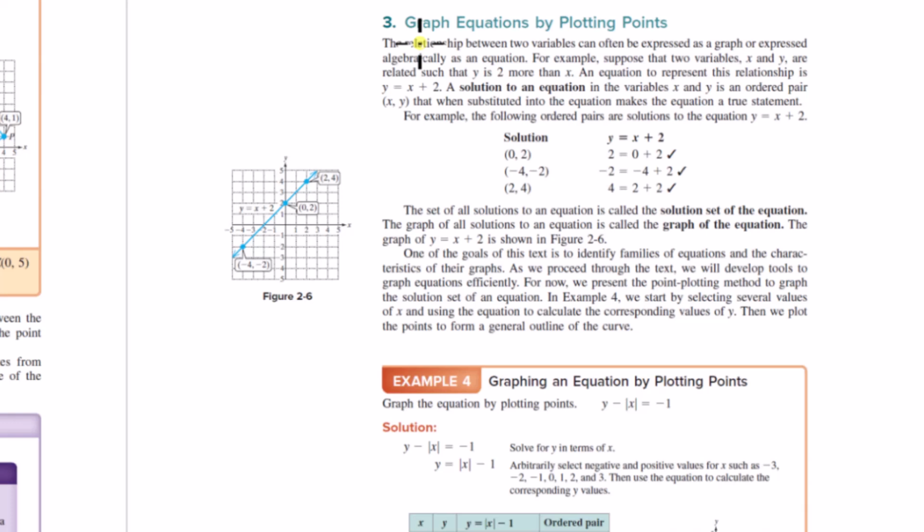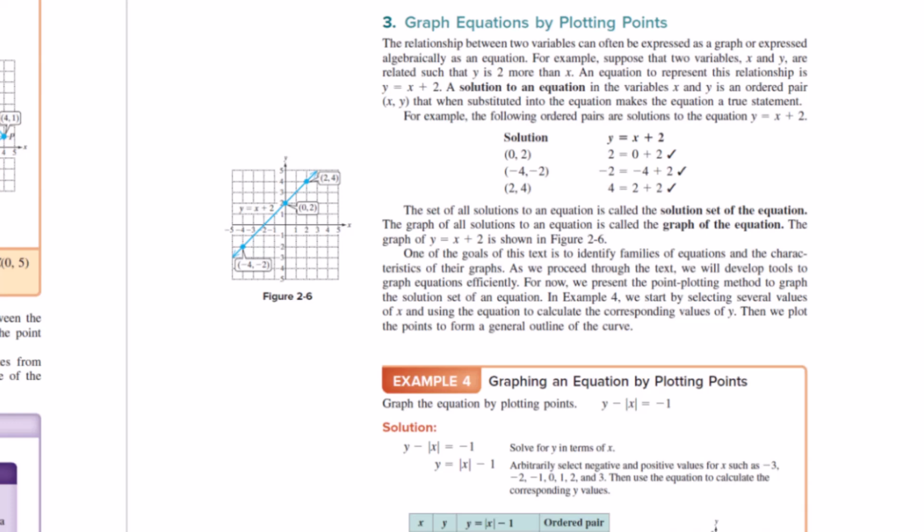Okay, so now we officially talk about how the main purpose of what we're doing here with this coordinate system is we want to use it to graph equations. I've already talked about this, but here they're going to go through it more officially. The relationship between two variables can often be expressed on a graph or expressed algebraically as an equation, right? You can still relate two variables with just a list of points. There's applications in real life where you've got 5 or 6 points you can plot, or 10 points you can plot.